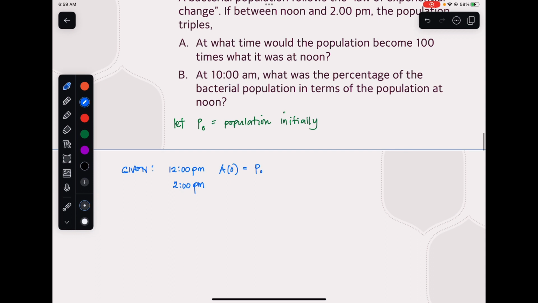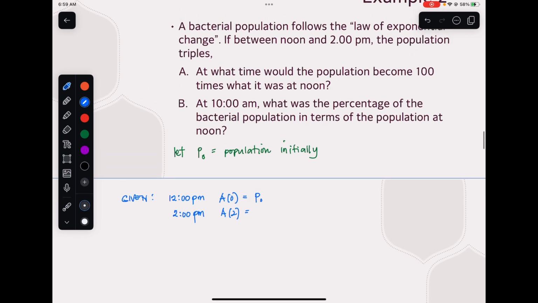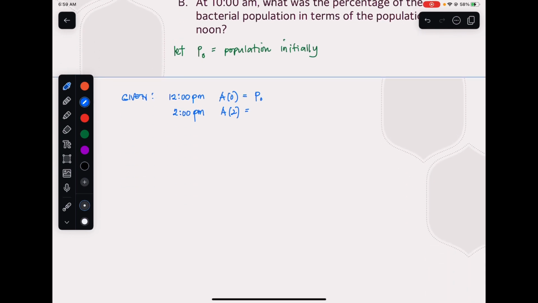Then at 2 p.m., that means after 2 hours. From 12 to 2, it took 2 hours. So the bacterial population triples. If at 12 p.m. that is P of 0, then after 2 hours that would be 3P of 0. So these are the two initial values that we need again to find the values of C and K.